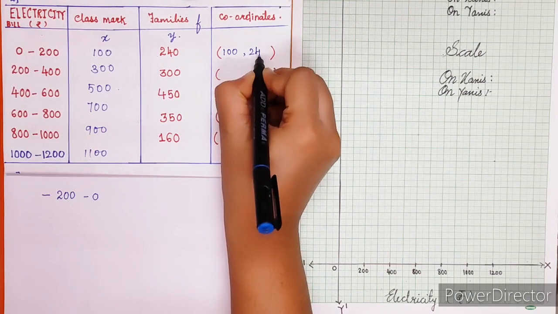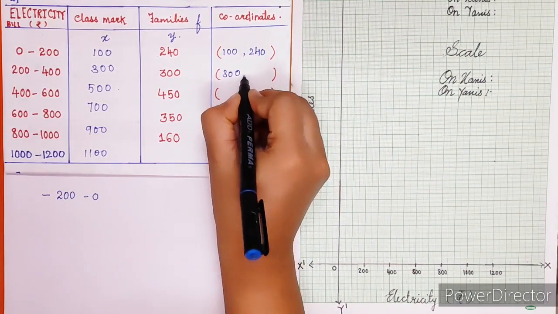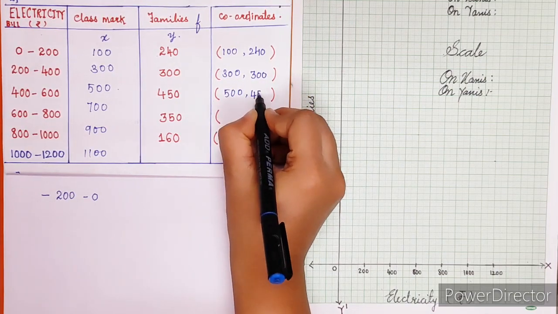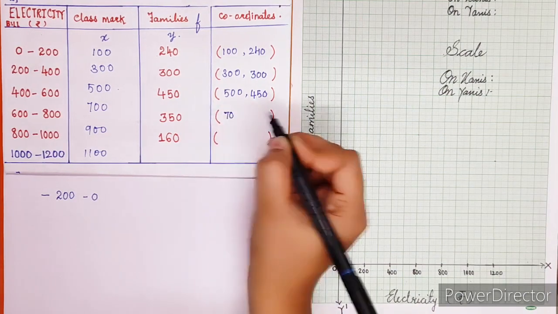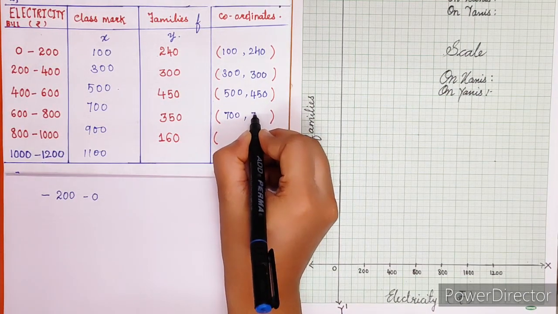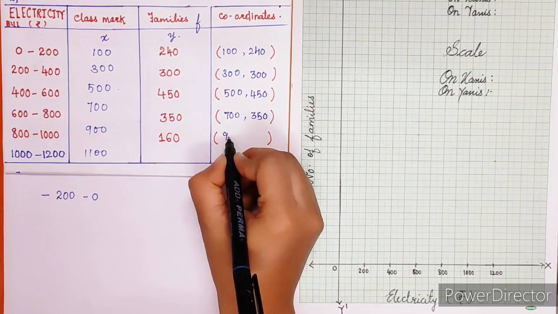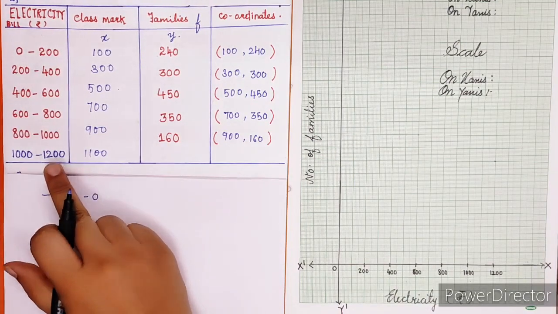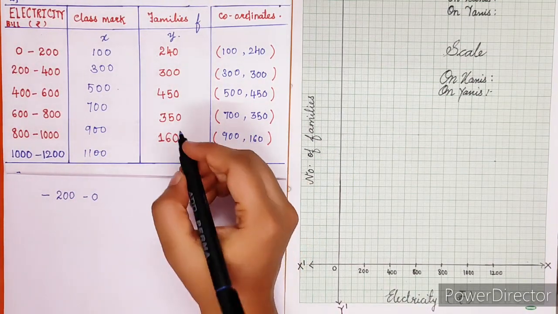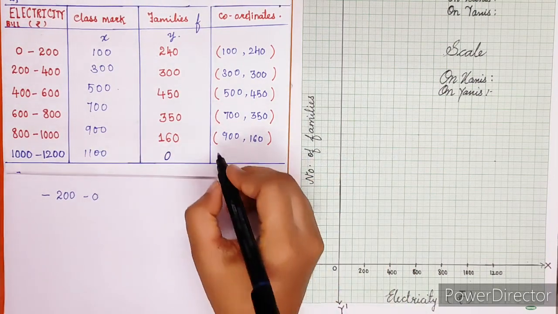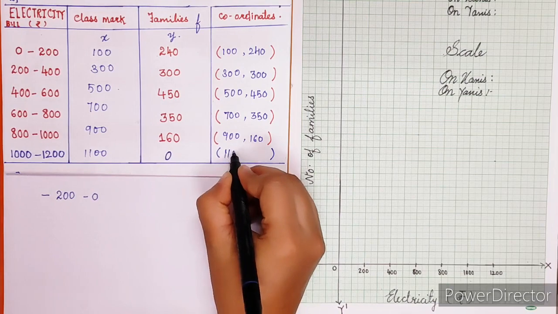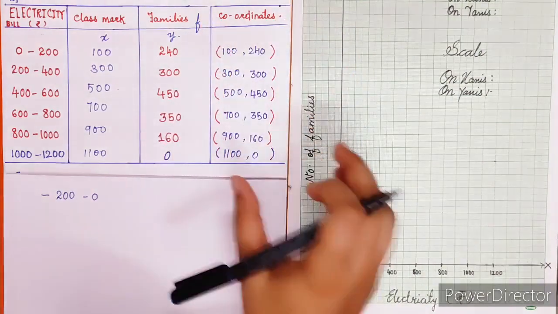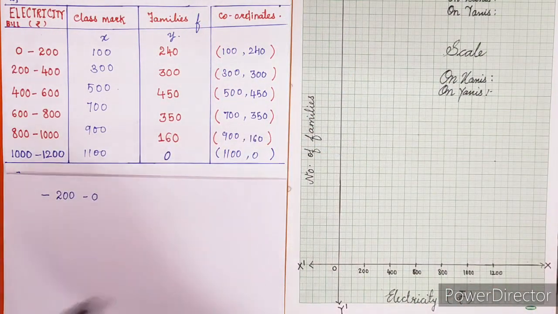100, 240, 300, 300, 500, 450, 700, 350, 900, 160. As the last class is made by us, the frequency is not given in the table. So we will consider the frequency 0 and the coordinates will be 1100, 0. So your table is ready. You have to plot the coordinates on a graph. So let's start.